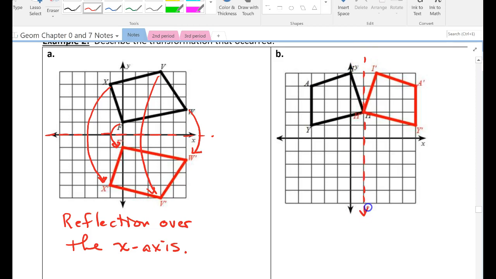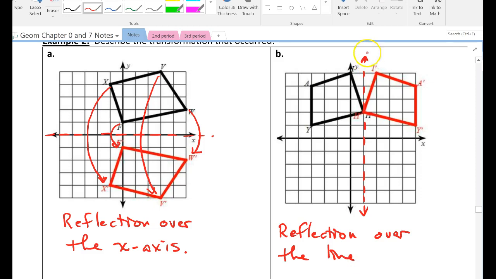And if you notice, this is different from the other problems that we've worked on so far because this red line that I drew is not the x-axis or the y-axis. But we can see that our black quadrilateral and the red quadrilateral are mirror images of each other across this red line. So now we have to figure out what this line is. We know it's a reflection, so it's a reflection over the line, and we're going to figure out what the equation of this line is.